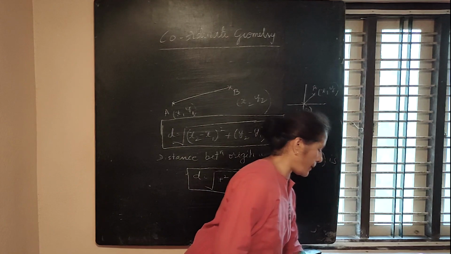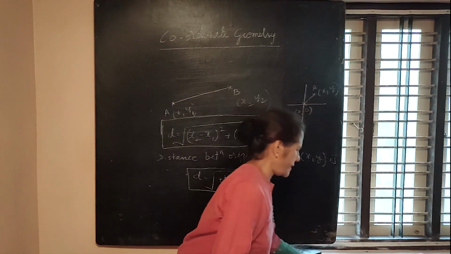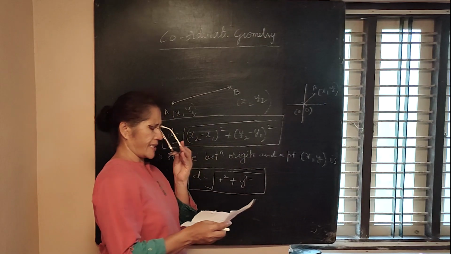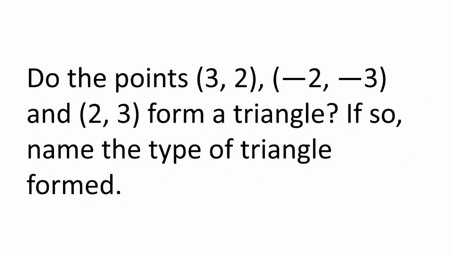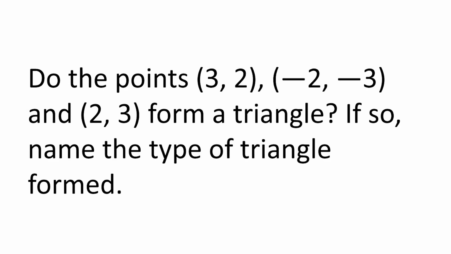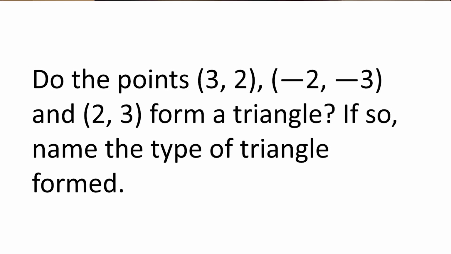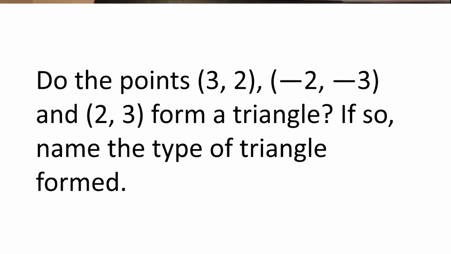So the first problem in this section, let me discuss this. First one: do the points 3, 2, minus 2, minus 3 and 2, 3 form a triangle? If so, what type of triangle?